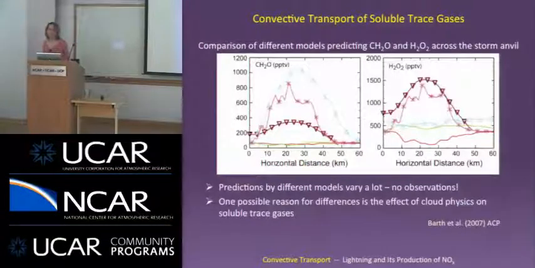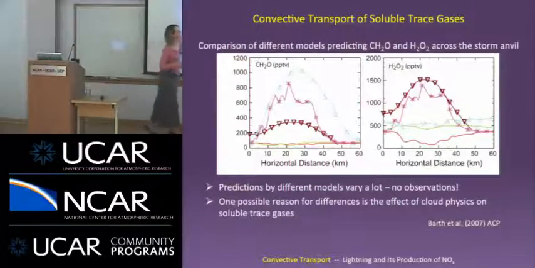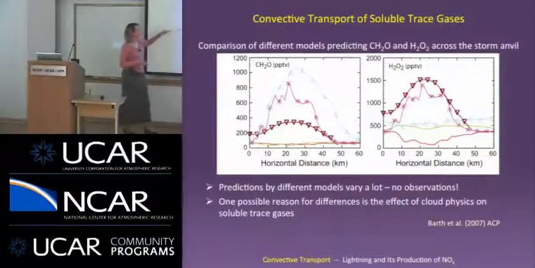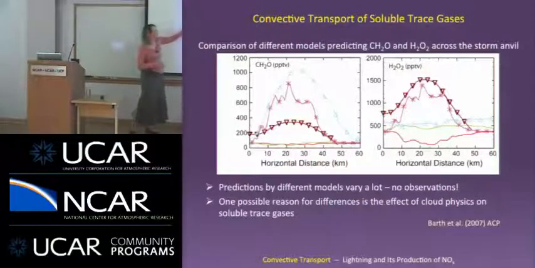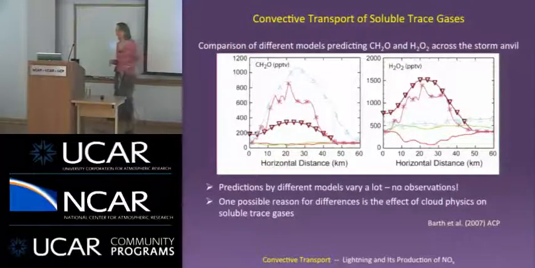What about soluble trace gases? Here's that same intercomparison between different cloud models, but now we're comparing formaldehyde and hydrogen peroxide. And now we see this big difference between the different models. Some think there's going to be a lot of formaldehyde coming out. Other models think there's not going to be very much formaldehyde coming out. And similarly for hydrogen peroxide.